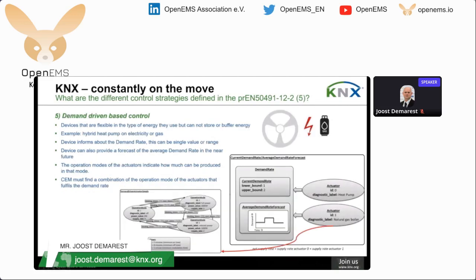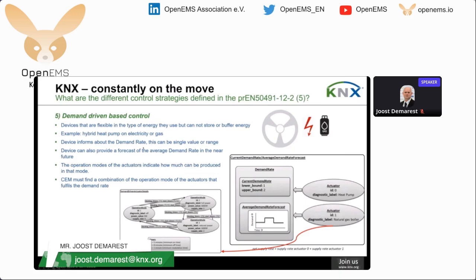And last but not least, you can have devices that are flexible in the type of energy they can use, but they are not flexible in the way they can store or buffer energy. Actually, they cannot store or buffer energy. The energy that is produced must be consumed right away. For instance, this type of device is a hybrid heat pump, which can produce energy by electricity or by gas.